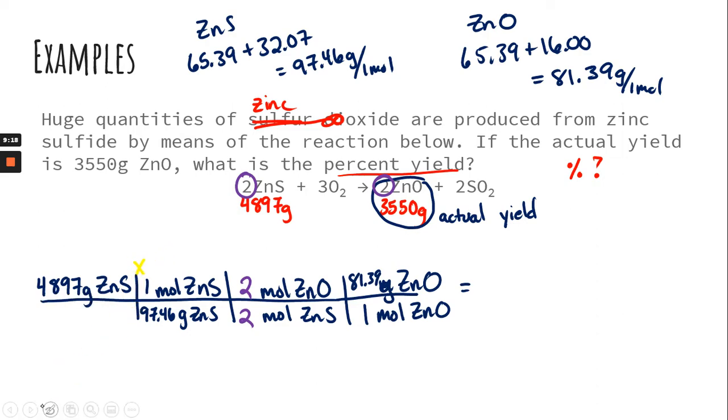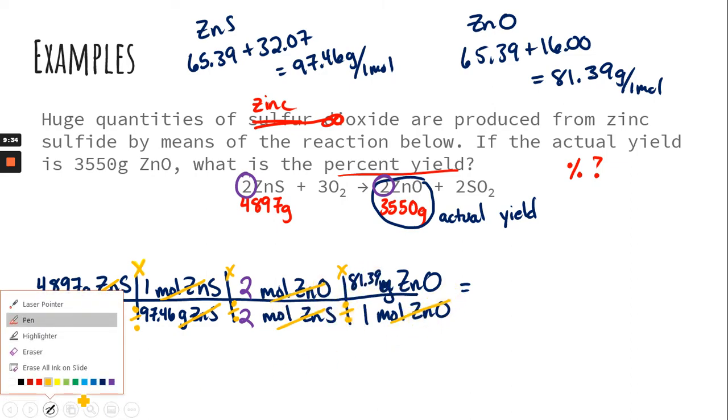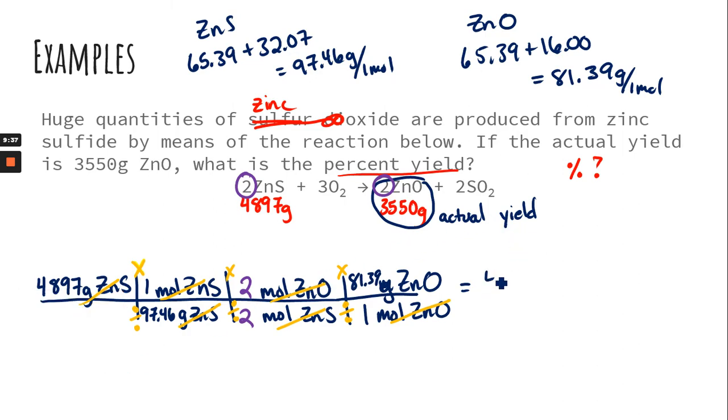As we multiply and divide, grams of zinc sulfide cancel, moles of zinc sulfide cancel, moles of zinc oxide cancel, leaving us with grams. So we would get a theoretical yield of 4,090 grams. So we're putting that decimal there so that that last 0 is also significant, giving us our 4 significant figures. Remember, the answers to stoichiometry are your theoretical yield.